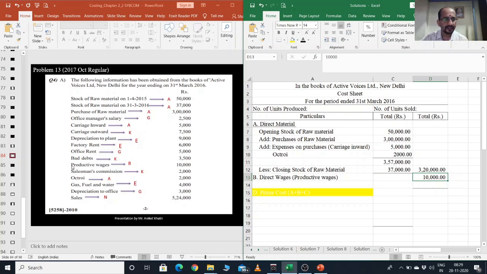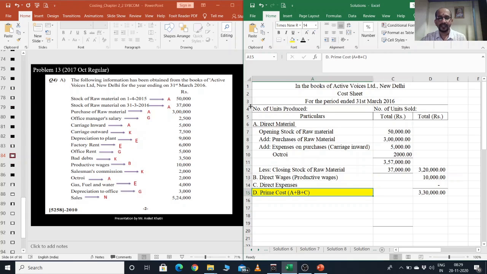Direct wages, it is mentioned over here, productive wages 10,000. Now in the format you need to see whether from B, there is any item of C? No item, so we will directly put it blank, but we will write C, direct expenses. Okay, so again do the total of these items, it is 3,30,000. This is our prime cost. How did we calculate it? A plus B plus C.